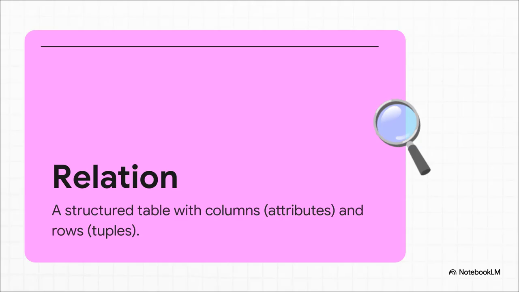The basic building block here is something called a relation. Now, that's a fancy academic word, but honestly, just think of it as a table. You know, like a spreadsheet. It's got columns, which we'll call attributes, and it's got rows, which we'll call tuples. But here's the kicker, the big difference. This isn't just any spreadsheet. It's like a super spreadsheet with very, very strict rules.